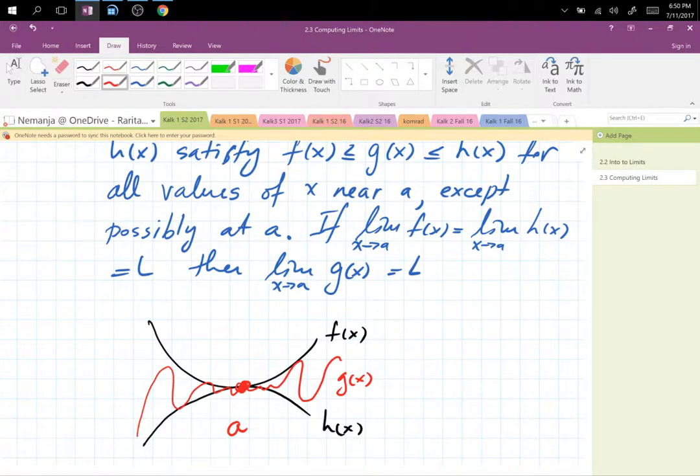Apparently Calc 2 is over there. So let's take a look at the example.